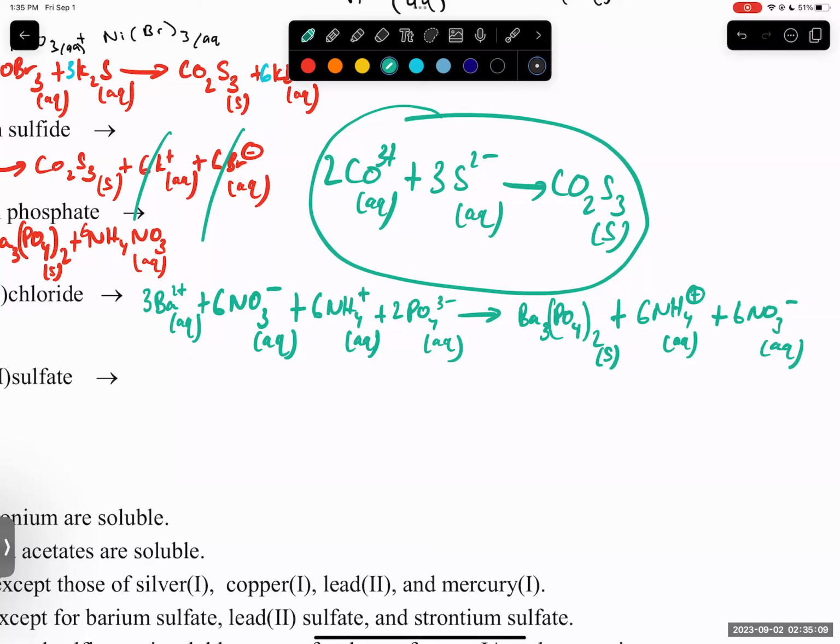All right, what do we do now? Delete the spectators. I said goodbye, good riddance the last time, so I'm a funny guy. All right. So we have canceled out the spectator ions. So what is our net ionic equation?